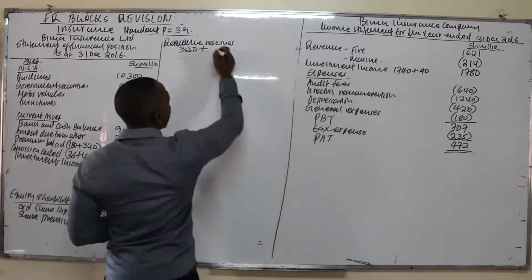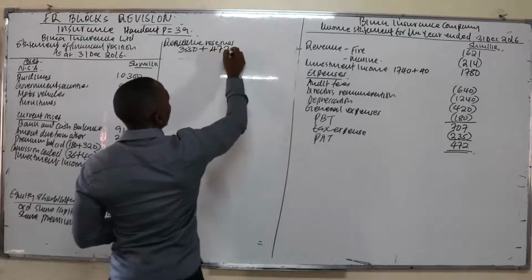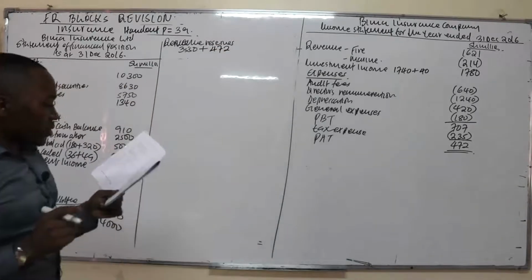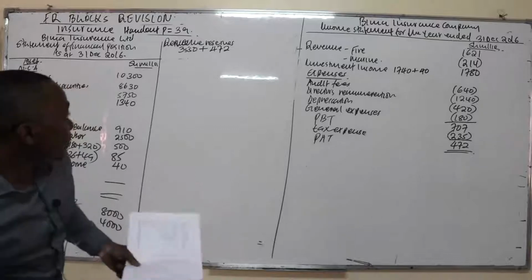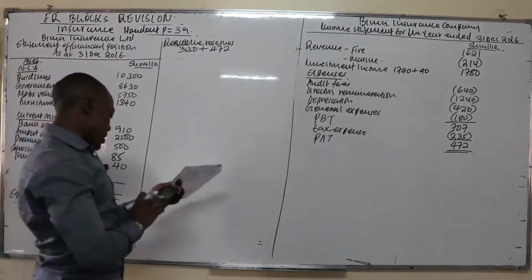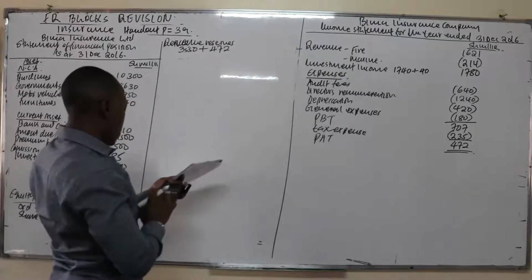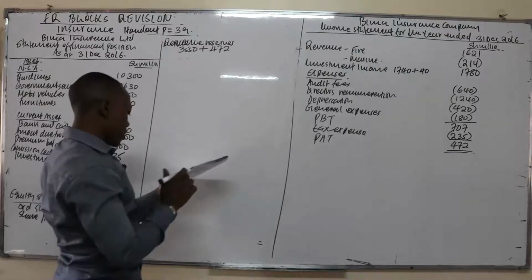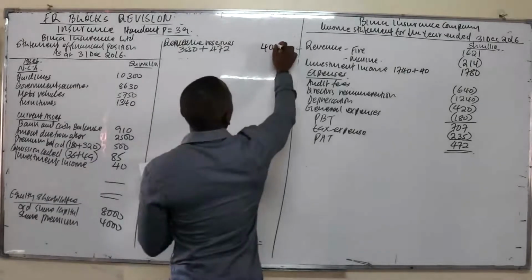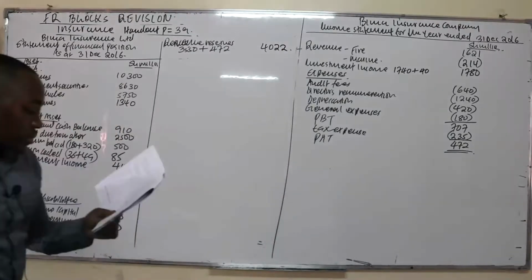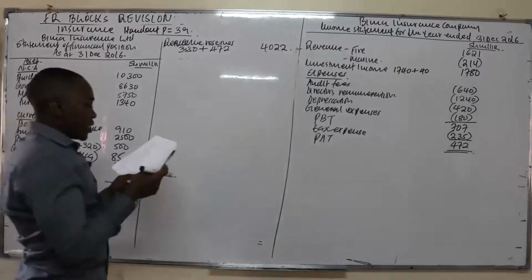The profit after tax from the income statement was 472. Then I don't think we paid any dividends. We never paid any dividends. So you take that 550, you add 472, and you have 4022. What else do we have?